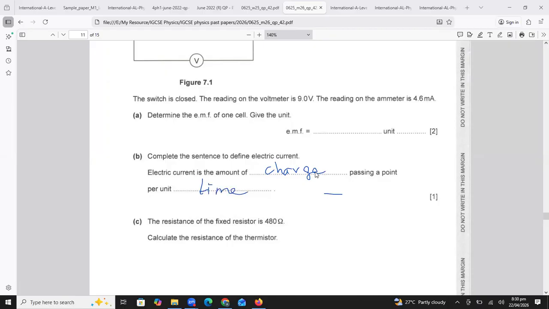Basically, what is the formula of electric current? Electric current formula is Q upon T, where Q is charge and T is time. If the word number was written here instead of amount, we could say number of electrons, but they are using amount of charge. So electric current is the amount of charge passing a point per unit time, and its formula is I equals Q upon T. Is it clear to you, everyone?